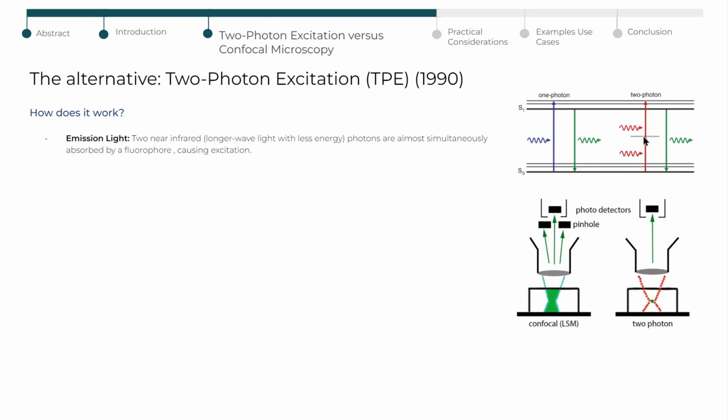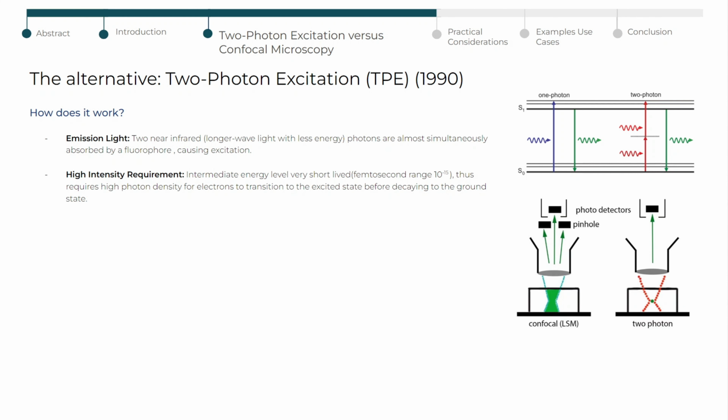It's actually not a state per se, but just a really small window of time between the first and the second absorption of energy. Due to this very short-lived intermediate level, achieving excitation in TPE requires a high photon density. What this actually means is that for the fluorophore to reach the energy threshold to achieve the excited state, the absorption time between the first and second photon must not exceed this brief period, which is in the order of femtoseconds. Otherwise, it would return to its ground state without being excited.